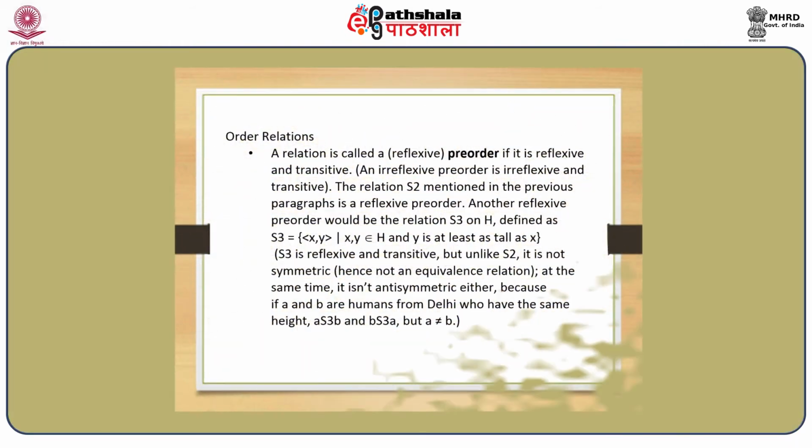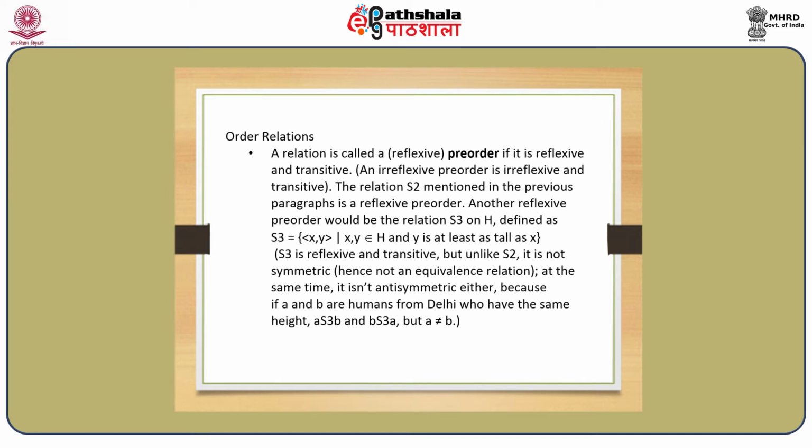And finally, we look at a class of relations called order relations. A relation is called a reflexive pre-order if and only if it is reflexive and transitive. An irreflexive pre-order is irreflexive and transitive. The relation S2 mentioned in the previous paragraphs is a reflexive pre-order. Another reflexive pre-order would be the relation S3 on H, defined as the set of all ordered pairs xy such that x and y are in H and y is at least as tall as x.